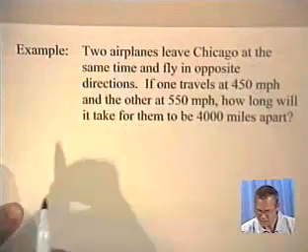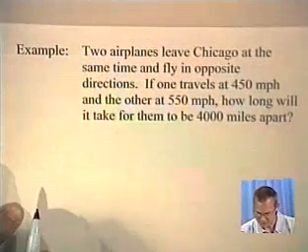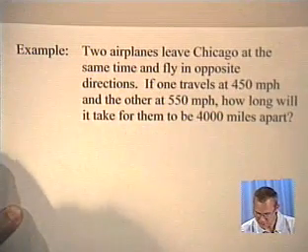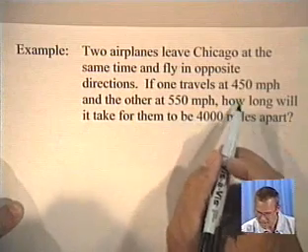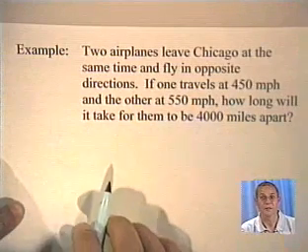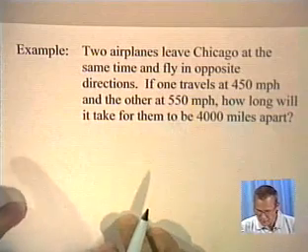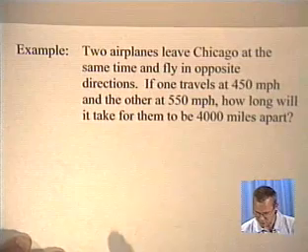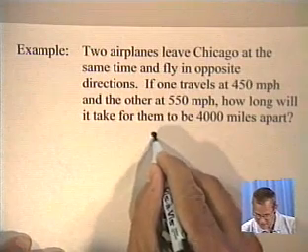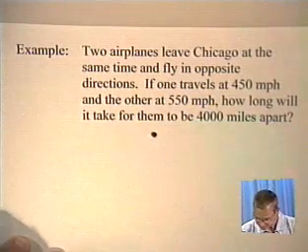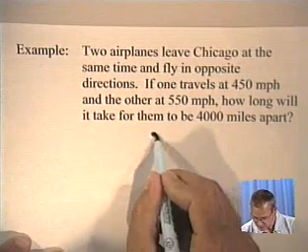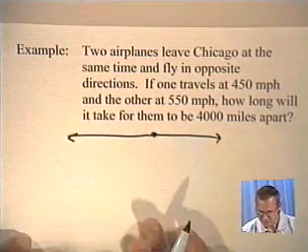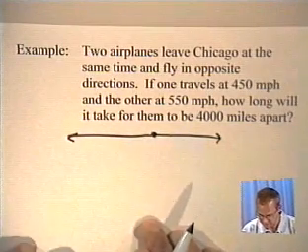Two airplanes leave Chicago at the same time and fly in opposite directions. One travels at 450 miles per hour, the other at 550 miles per hour. We want to figure out how long it will take for them to be 4,000 miles apart. Well, let's try to represent this word problem with a picture of some sort. So let's say that this dot represents Chicago, and we have one airplane going one way and another going the opposite.